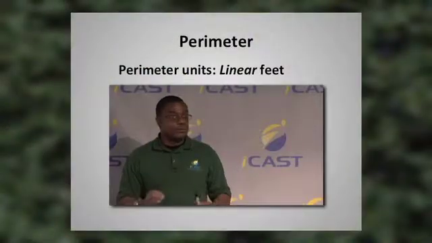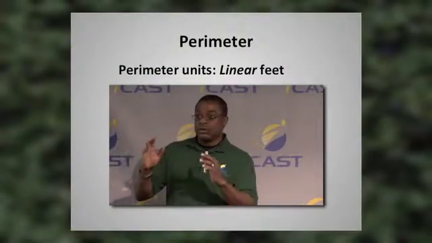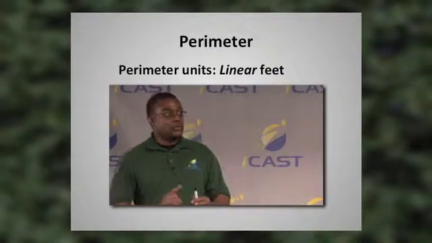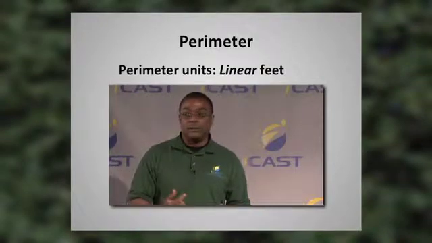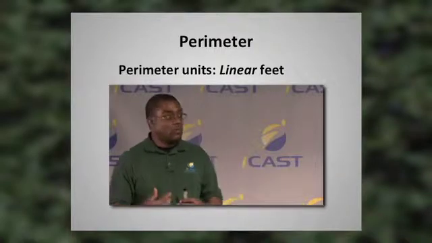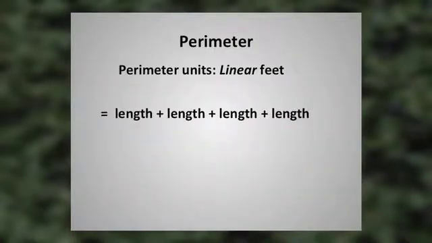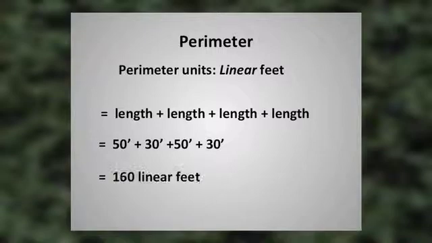Perimeter. Perimeter is what happens if you start at one corner of a building and you start walking around the outside of the building. The distance that you would walk is the perimeter. And we get the perimeter by simply adding the lengths of each side of the building together. For example, we have our 50 by 30 foot building, so we take 50 feet, add 30 feet, add 50 feet, add 30 feet, and we end up with 160 linear feet.